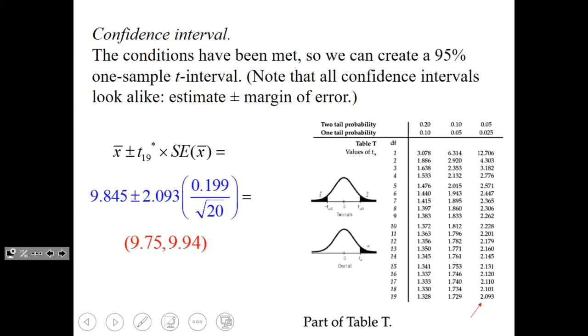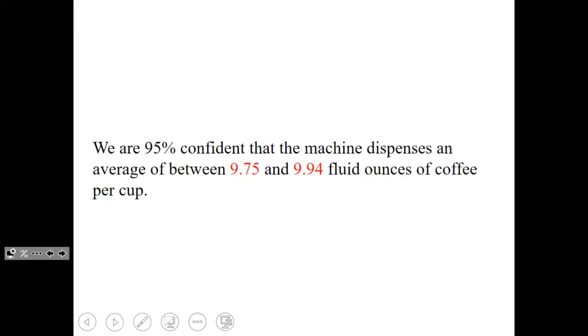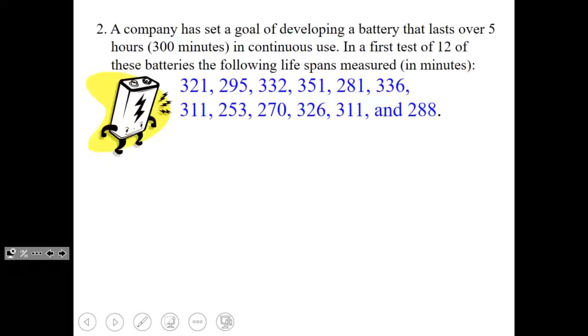Now interpreting this, of course, we want to use full sentences and the context of the problem. So we are 95% confident the machine dispenses an average of between 9.75 and 9.94 fluid ounces of coffee per cup. Now that's just one example. We can also do a second one here.